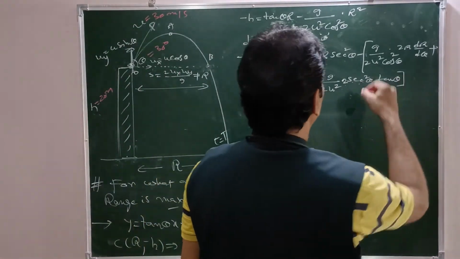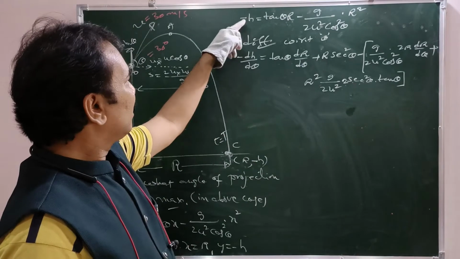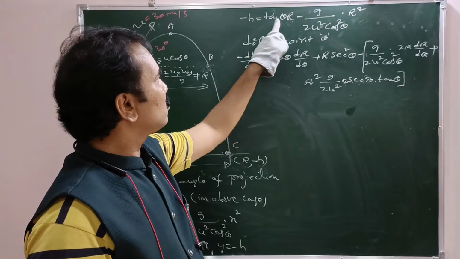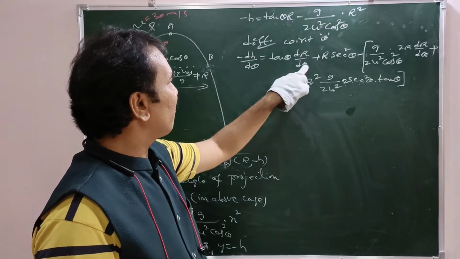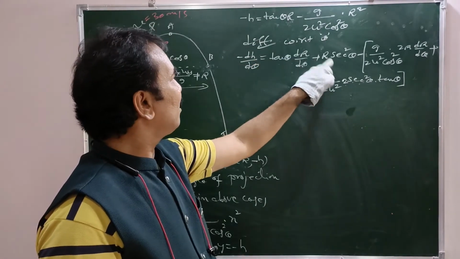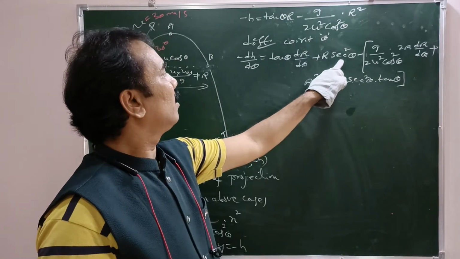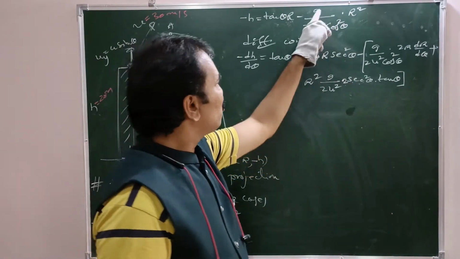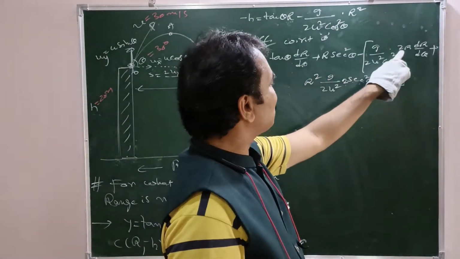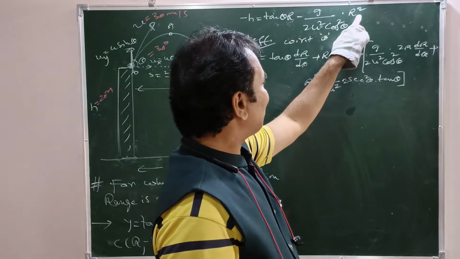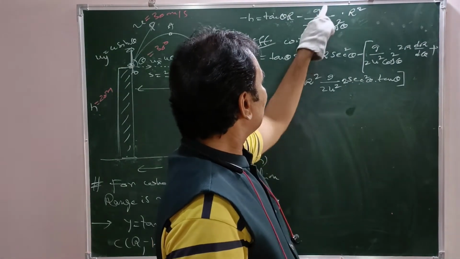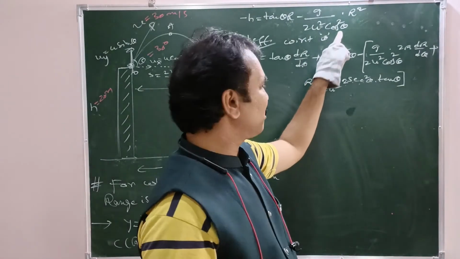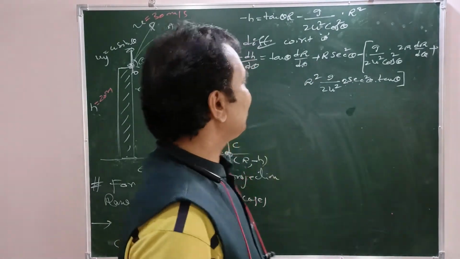Once again, minus dh by d theta. Here it is in uv form. So u is constant, take differentiation of v, plus v is constant, take differentiation of u. Similarly here also, this is u, this is v. Take u as constant, differentiate r square, that is 2r into dr by d theta. Plus, this time take r square as constant, g by 2 u square also constant, 1 by cos square theta, that is secant square theta. Take differentiation, that is 2 secant square theta.